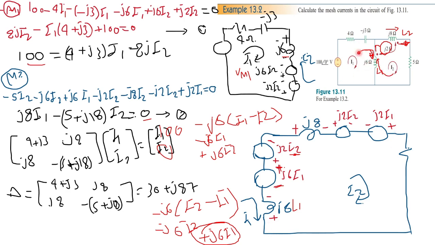For mesh 1, we have the coil L1 having two currents passing through it. So if we analyze mesh 1, I will have a voltage drop, or I'm sorry, a reactive impedance voltage around L1 equal to I1 minus I2 multiplied by j6. It is I1 minus I2 multiplied by j6.